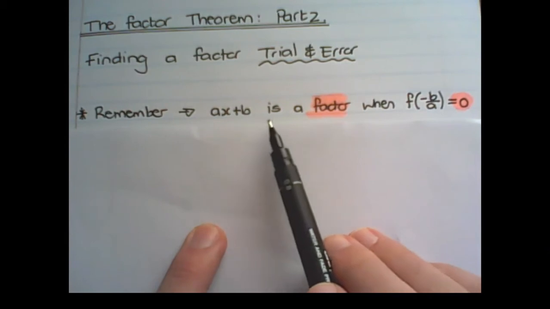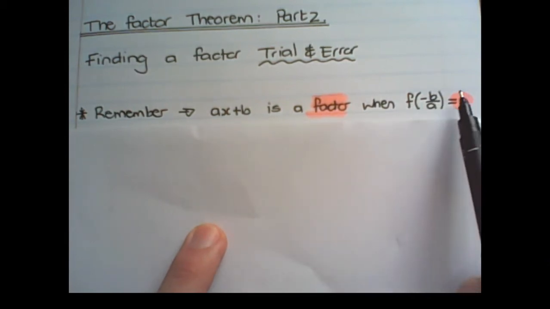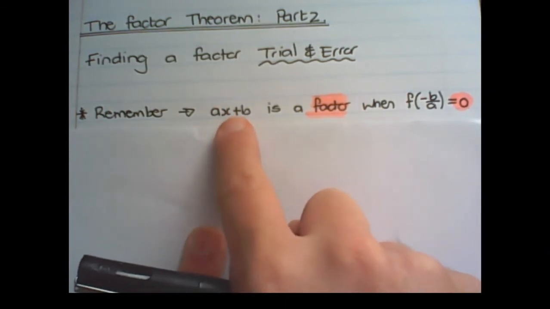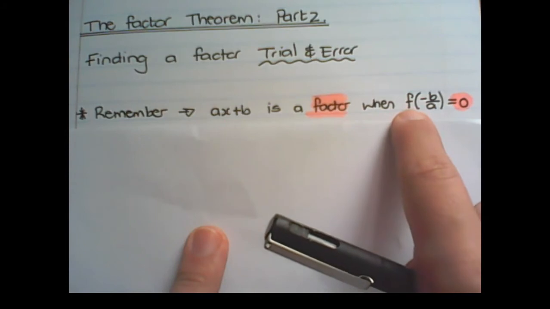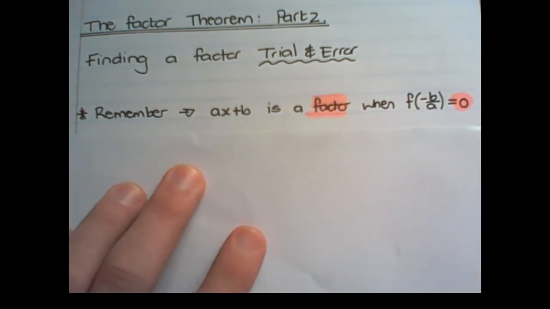ax plus b is a factor when f(-b/a) is equal to 0. So that means ax plus b goes perfectly into the function f(x) without a remainder. And what we want to learn now is how to find a factor and then factorize a cubic polynomial.